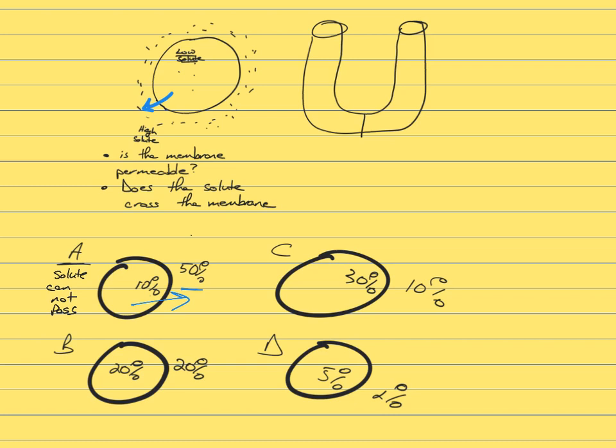So if we say the solute can pass, in what direction is the solute going to move? It's going to stay the same. In and out, good. It's going to move in both directions at equal rates. Done. Isotonic, yeah. See, 20% is isotonic.